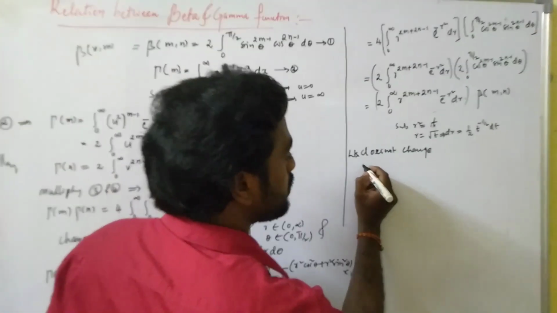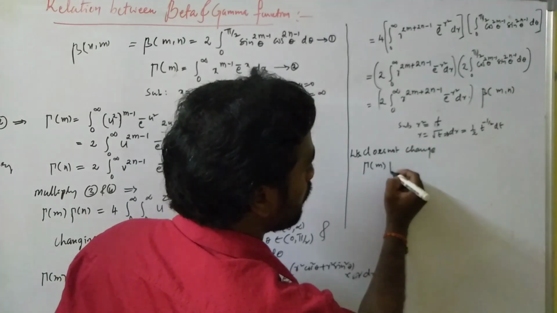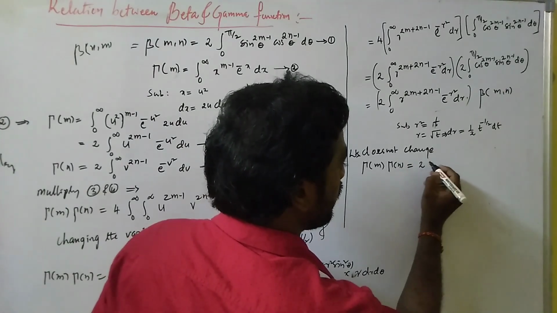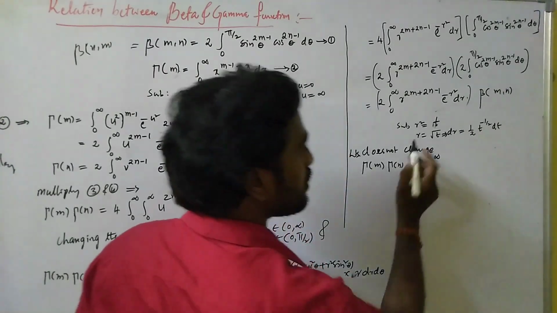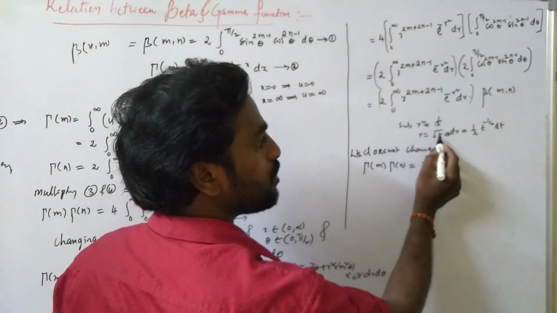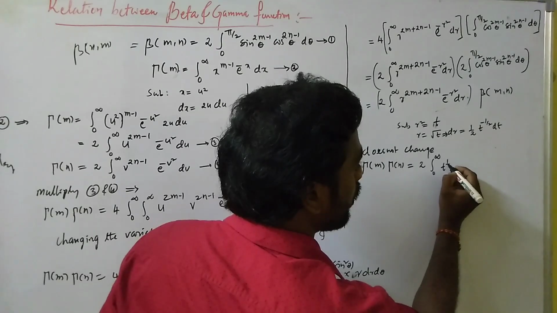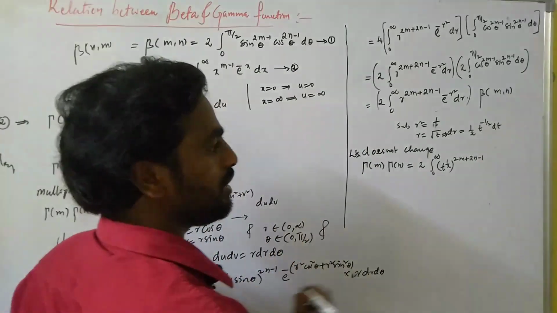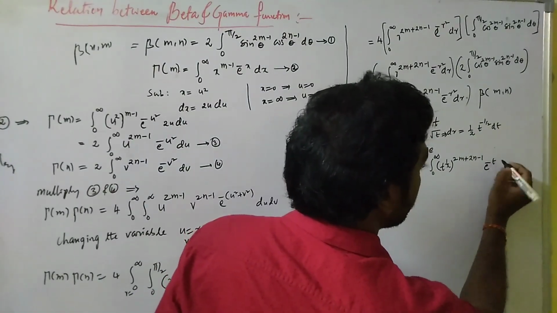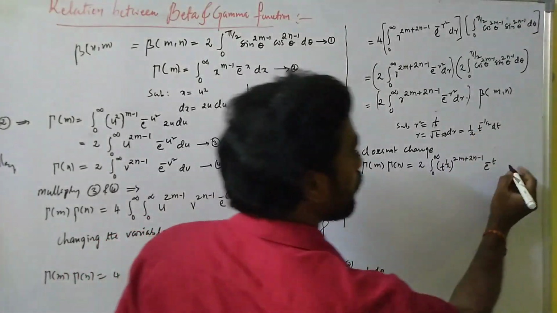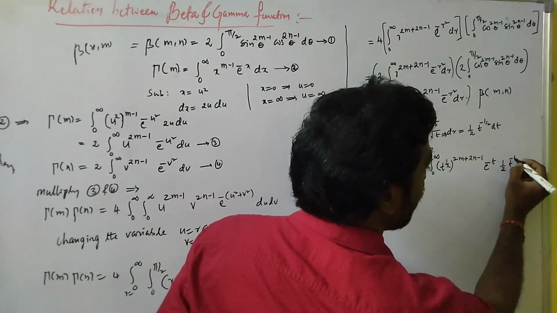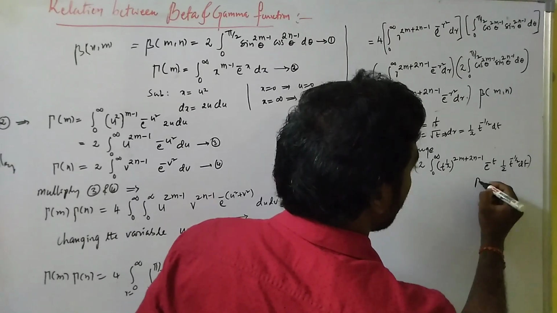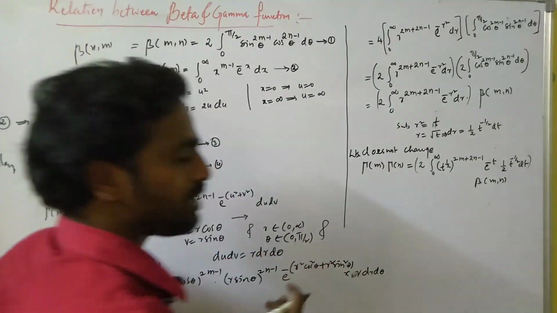So finally, express that term. Gamma of m into gamma of n on the left side is equal to 2 into integral 0 to infinity, with r being root t, that is t to the power of 1 by 2 raised to the power of 2m plus 2n minus 1, next e power minus t, and dr equal to 1 by 2 into t to the power of minus 1 by 2 dt, into beta of m comma n. So don't forget that term, it is a very essential term.